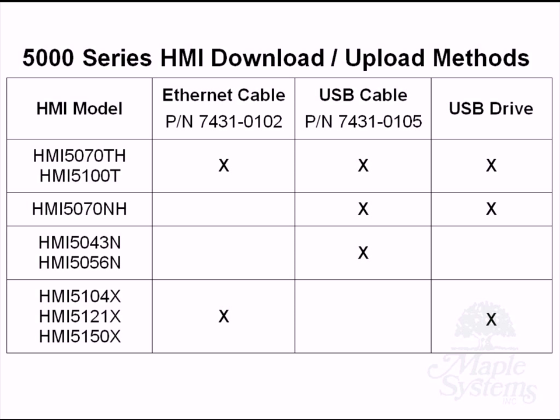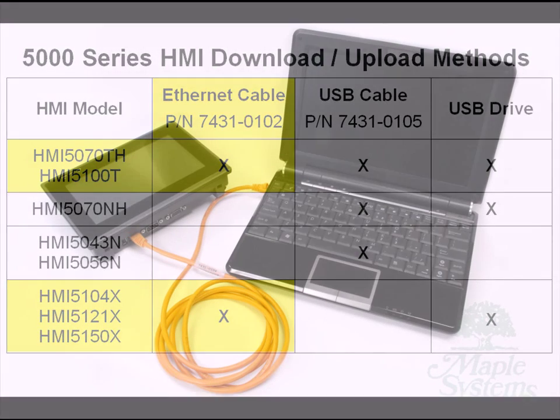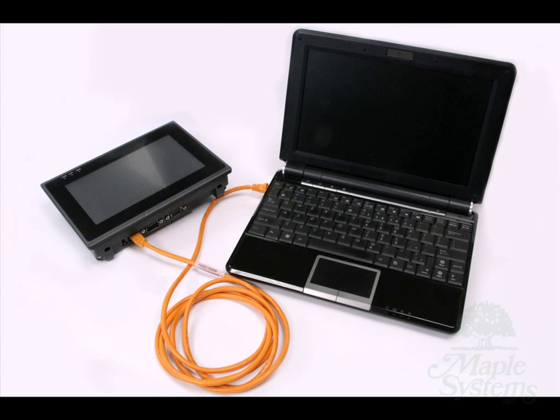In this video, I will explain the process for downloading and uploading to and from your 5000 series HMI using an Ethernet cable. The Ethernet cable is used to download and upload projects to and from the X models, and it can be used with the HMI 5070TH and HMI 5100T as well. Using the Ethernet cable requires configuring the IP address on both the PC and the HMI.